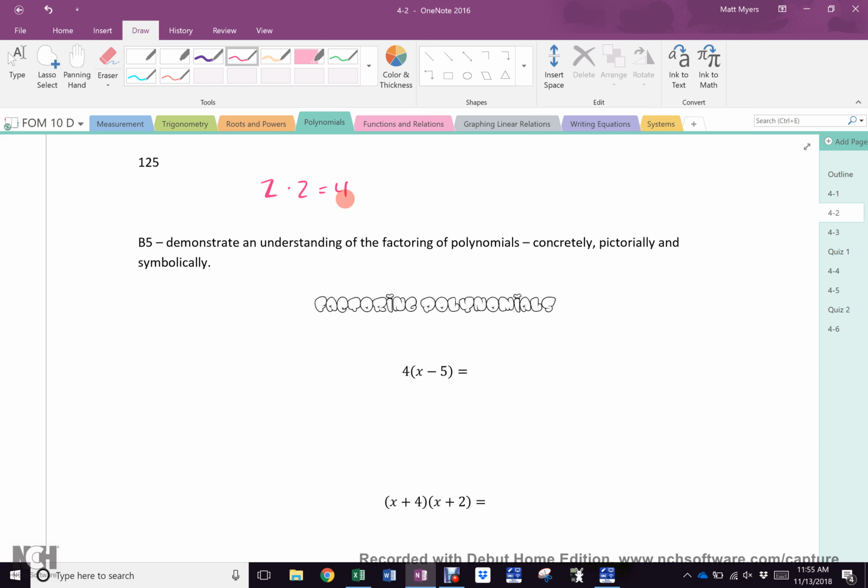Marcos, say any number. 3. Excellent. Jacob, say 6. That means they are factors. What number are they factors of? 18. These are the factors. This is the product. Yes?